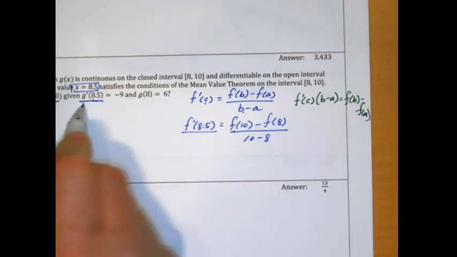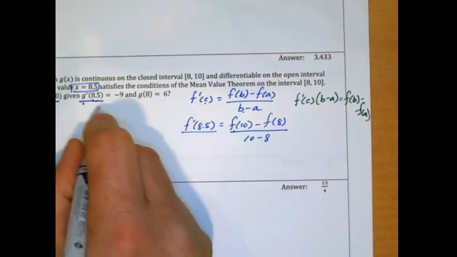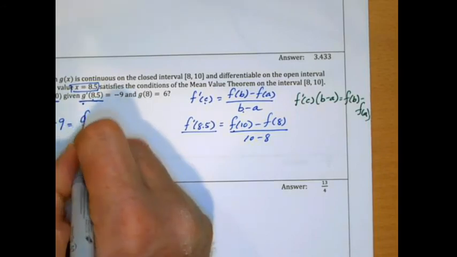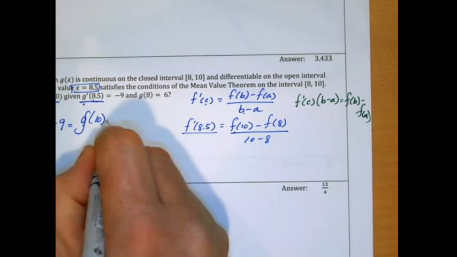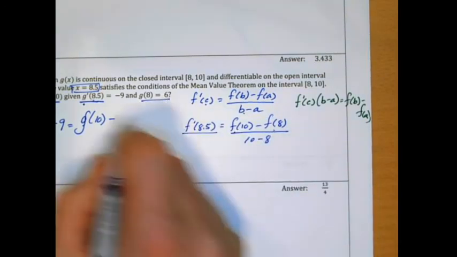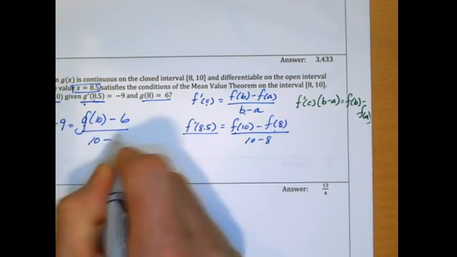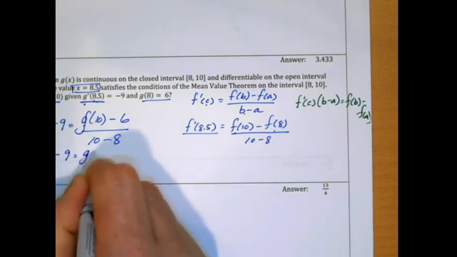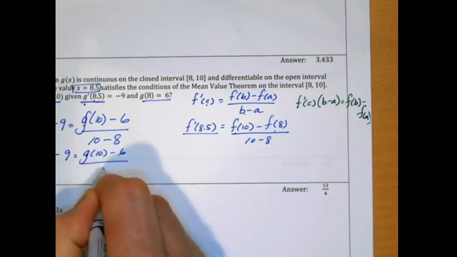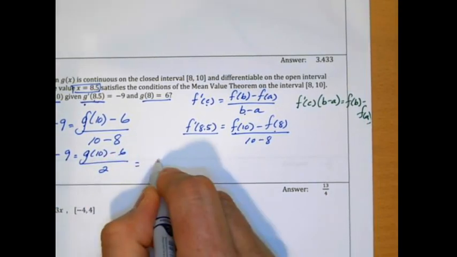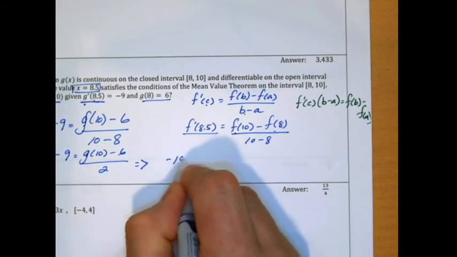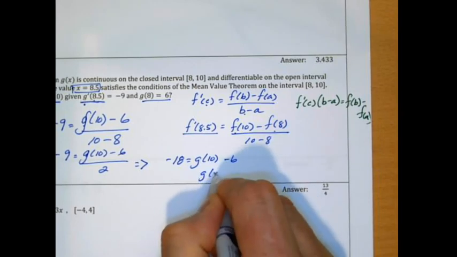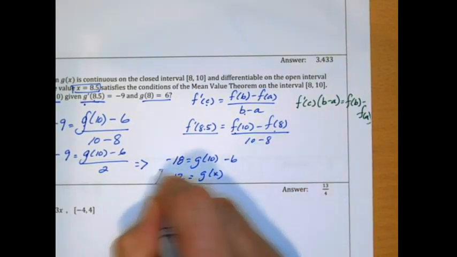Well, I have f prime of 8.5, which is negative 9. So negative 9 is going to equal, I guess I'll use g because that's what they're using. I have g of 8, which is 6, and I have the 10 minus the 8. So I have negative 9 equal to g of 10 minus 6 over 2. Multiply by 2. Negative 18 is equal to g of 10 minus 6. So g of 10, add 6, is negative 12.